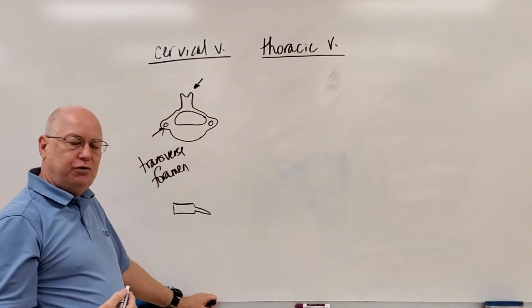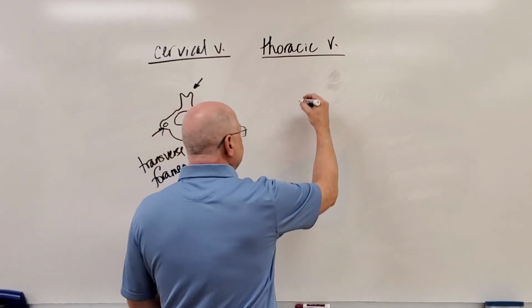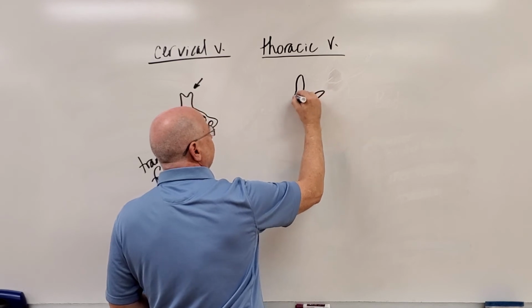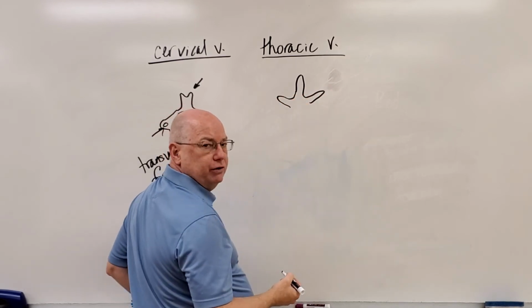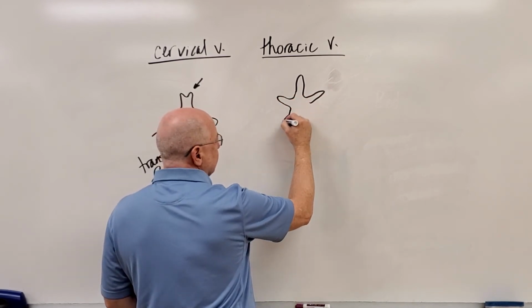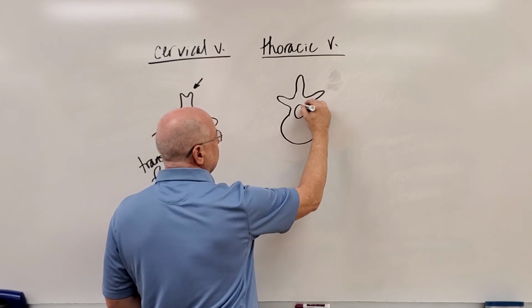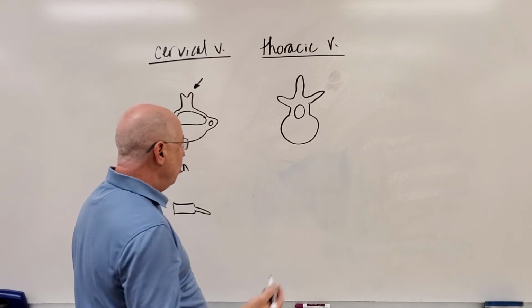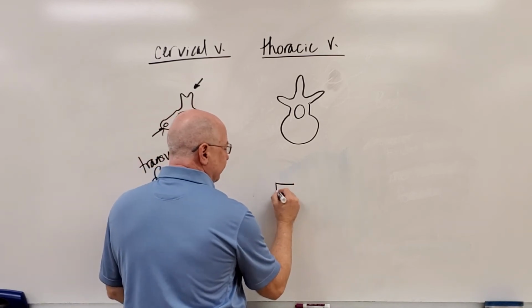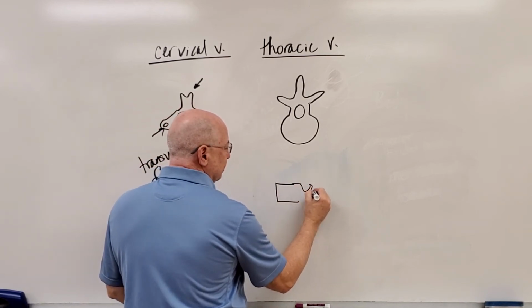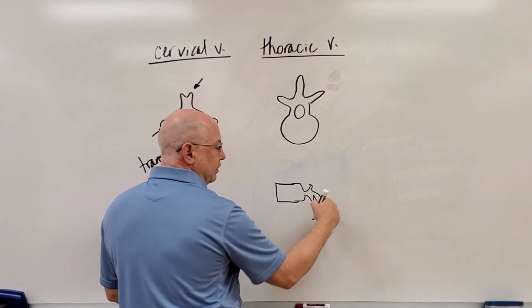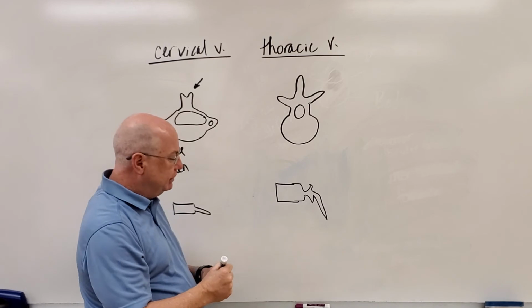When it comes to the thoracic vertebrae, a couple of distinguishing features. Number one, their transverse processes angle backwards slightly. They have a larger body, but it's the transverse processes angling backwards. Or if I look at them from a lateral view, one of the things that we note is that their spinous process usually points down.